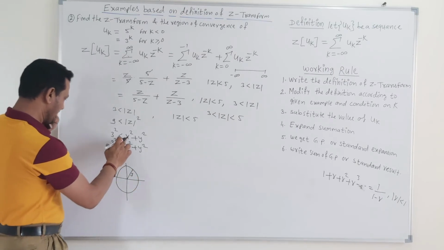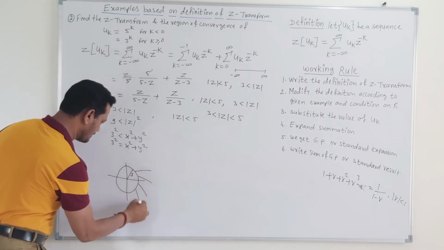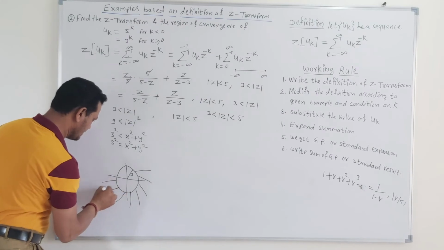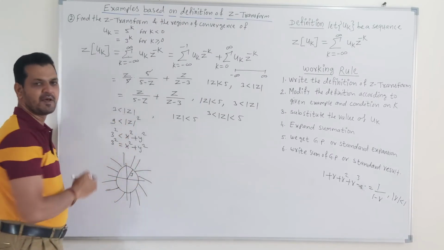Now x square plus y square is greater than 3 square. That means this is the area. So this is called the region of convergence for the term 3 is less than mod of z.